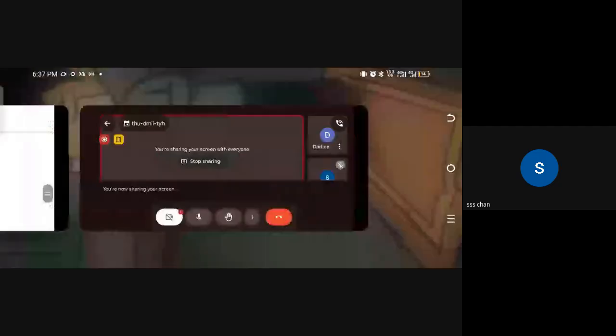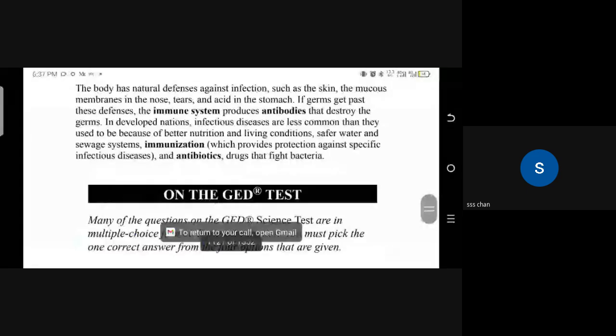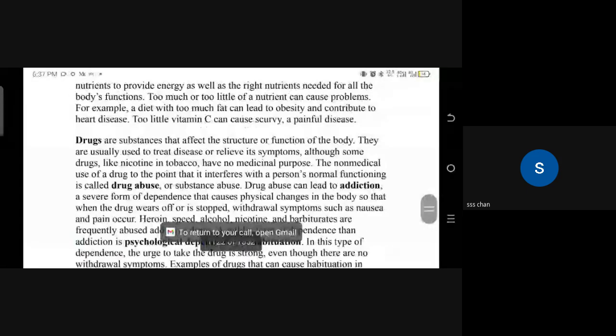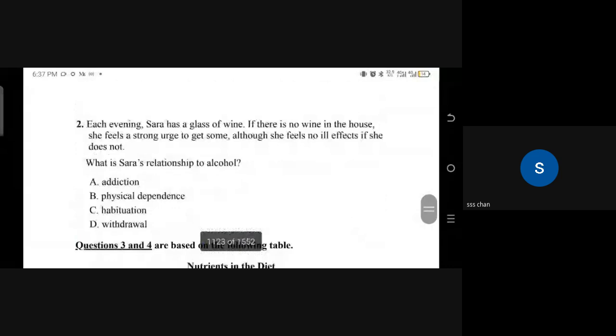Your tendency to take drugs without any form of health connection. And so our answer here is addiction, not physical dependence, not habituation, not withdrawal.